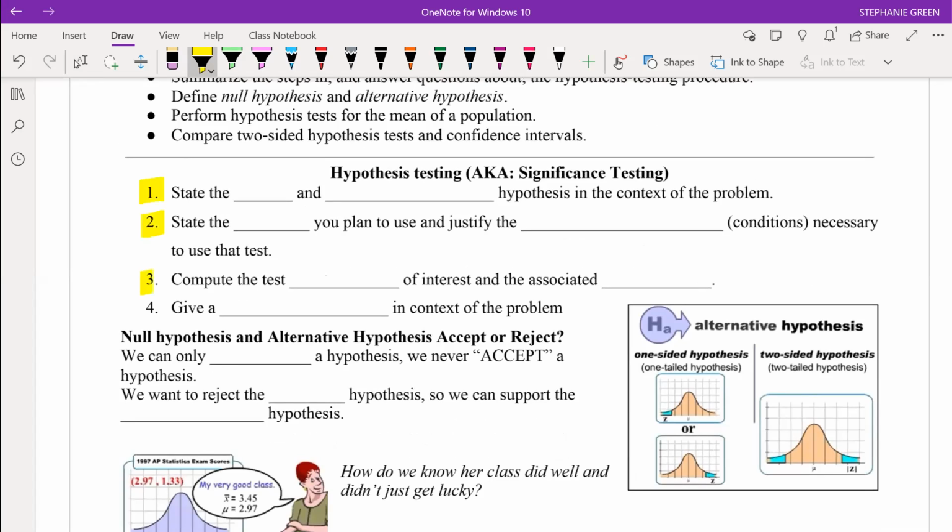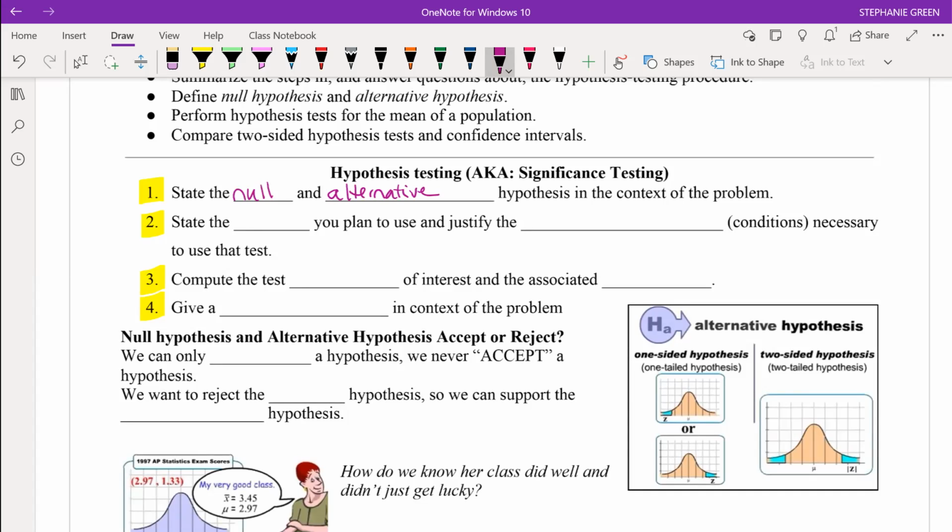So this 4-step set of notes right here is super important that we follow every time we're doing a hypothesis test. The first step is we have to state what the hypotheses are, and there are two. There's a null hypothesis and there's an alternative hypothesis. So our first step is to tell what those two hypotheses are, and we have to talk about them in context of the problem. That's pretty standard with everything that we do in AP Stats.